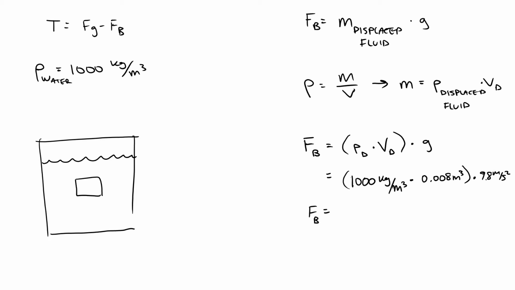We have a buoyant force of, let's see, oh yeah, that is that. So we have 78.4 newtons. Previously, I said, let me just finish this out, tension is equal to, what was it? We have the weight of the object in air, 98 newtons. Then we have to subtract the buoyant force, 78.4 newtons.